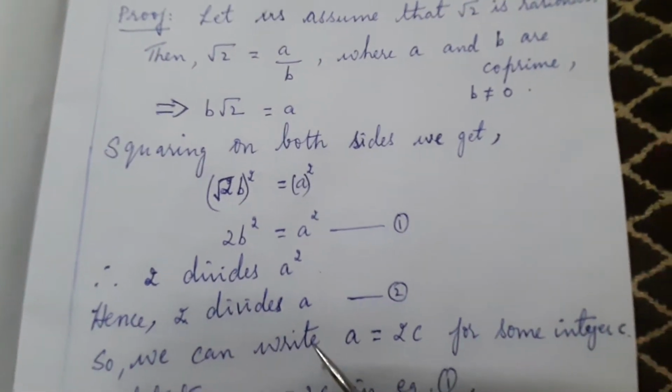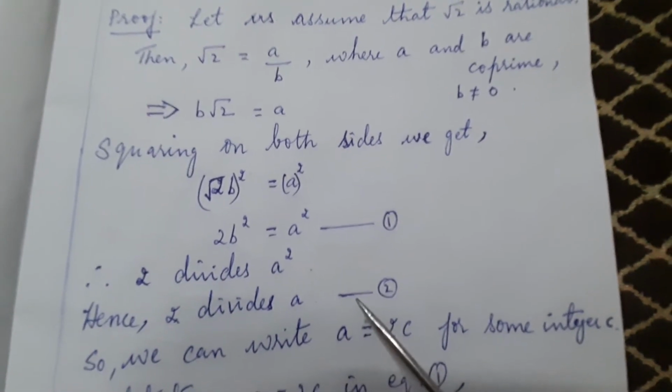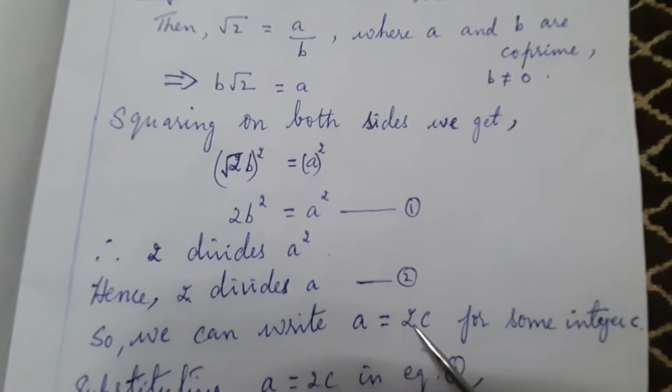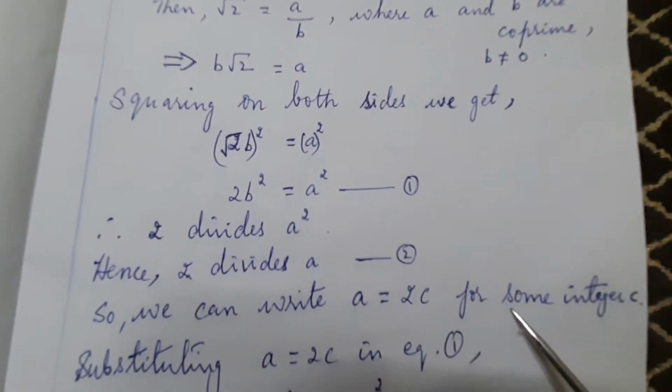So, we can write, now see, when 2 is dividing a, that is a by 2, that is equal to some number I am taking c. So, I can write a is equal to 2c. Okay, so we can write a is equal to 2c for some integer c.